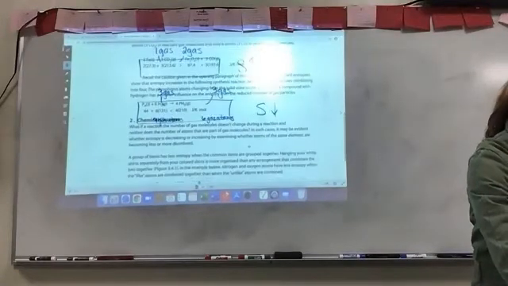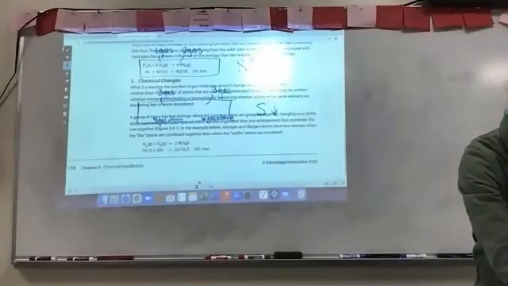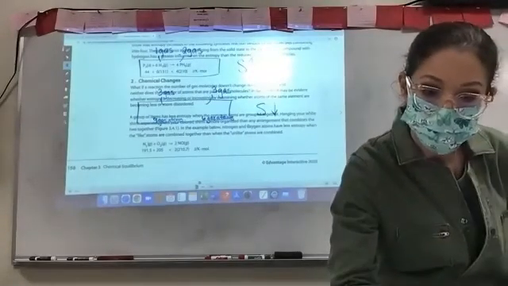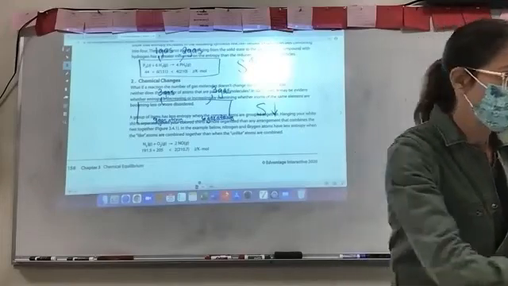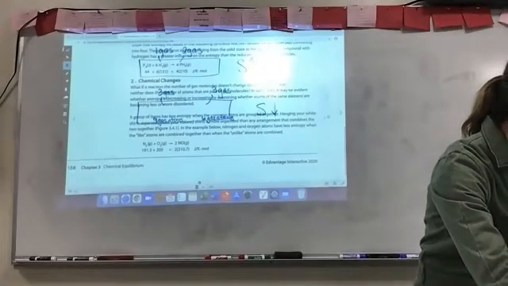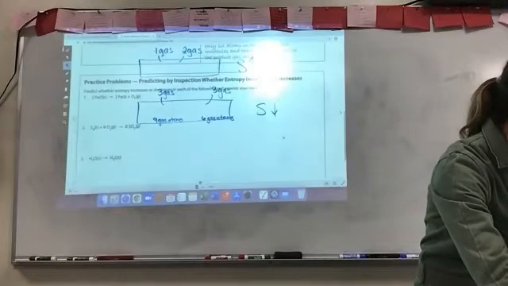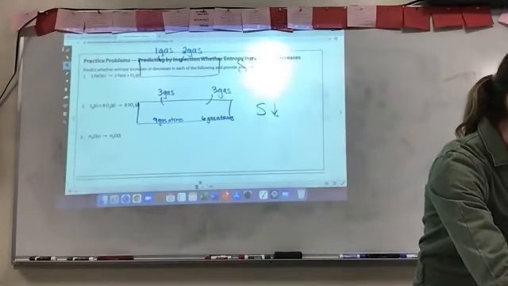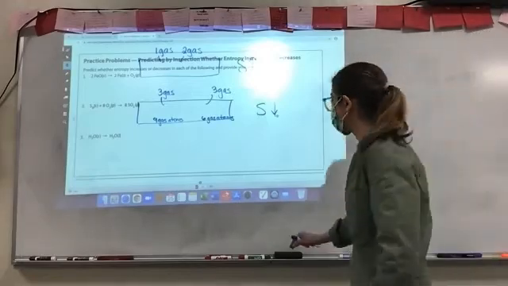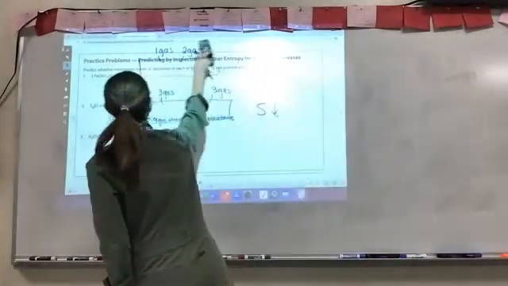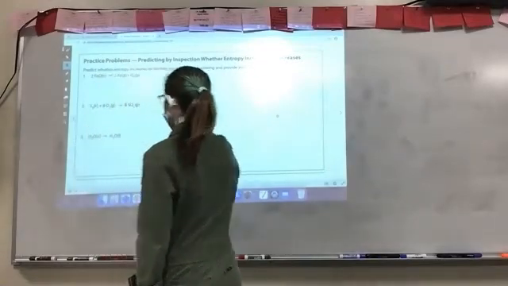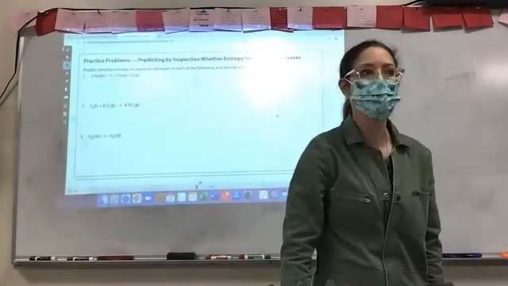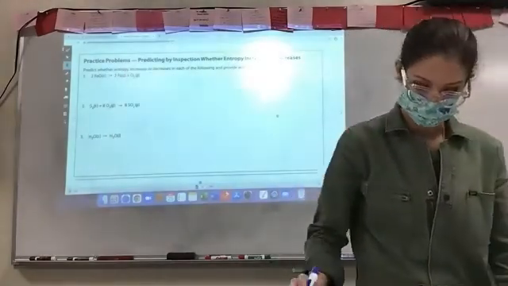Okay. Now, let's look at some sample problems. I think we are ready for that, actually. So let's go to this next page here where these practice problems are. It says predict whether entropy increases or decreases in each of the following and provide your reasoning. Why don't you guys do numbers 1, 2, and 3 on your own, and let's see what you come up with.